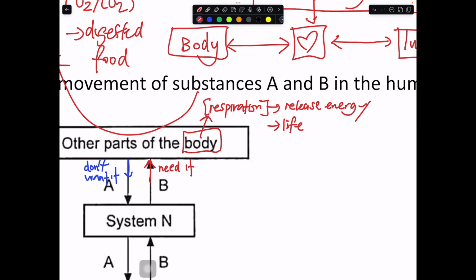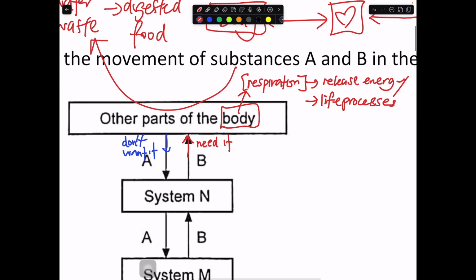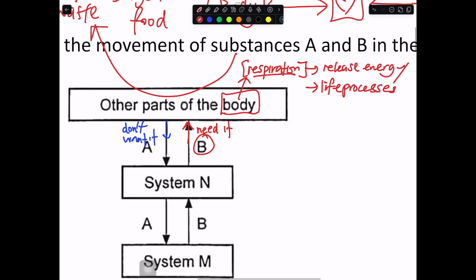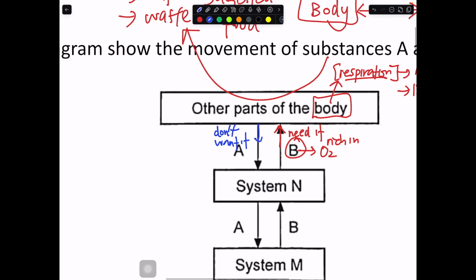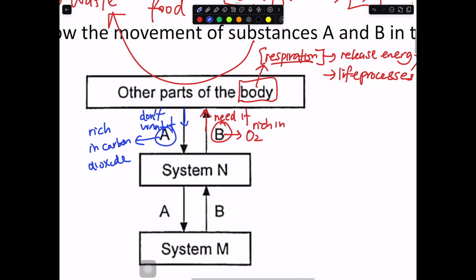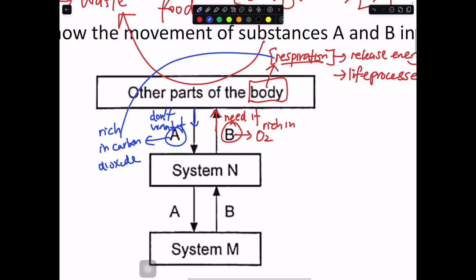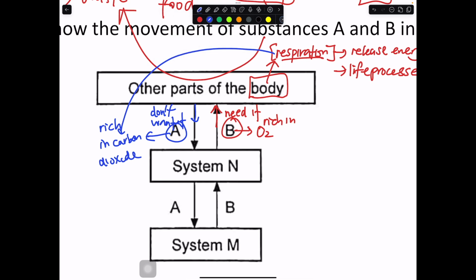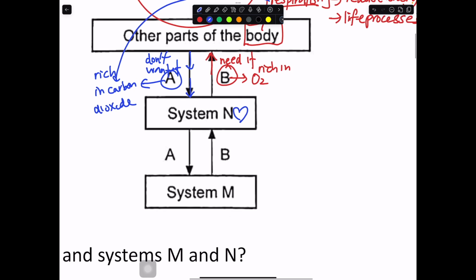So these are the key ideas. Now once we know this, B is the thing that we need, and it undergoes respiration, and respiration needs oxygen, so B must be oxygen, or blood that is rich in oxygen, while A will be the blood that is rich in carbon dioxide, because after respiration they will produce this gas called carbon dioxide, and the body doesn't want carbon dioxide. That's why it has to get rid of it. And how does the body really get rid of it? The blood will carry the carbon dioxide to the heart before the heart can send it to the lungs to remove it.